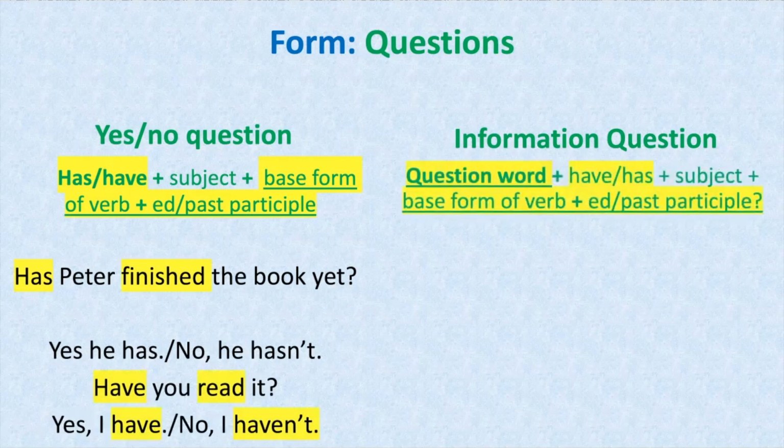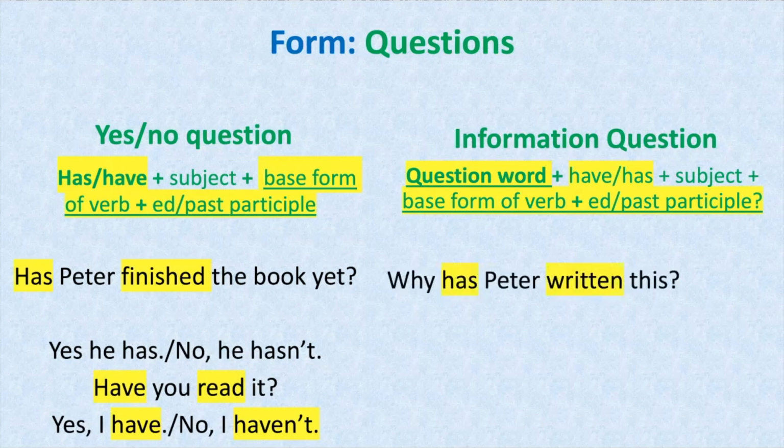Let's look at information question. To make an information question in present perfect, you will start from a question word, followed by have or has, depending on your subject. Then you will use a subject, followed by the base form of the verb plus ed ending if your verb is regular, or past participle form of the verb if your verb is irregular. Why has Peter written this?